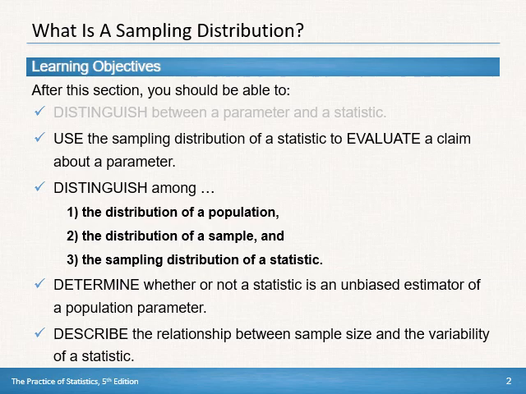So the statistics we'll be talking about are p hat and x bar. Those are the two different statistics that we'll be dealing with mostly. And then we'll decide whether or not a particular statistic is an unbiased estimator of its parameter. And then we'll talk about variability and the relationship between variability and sample size.